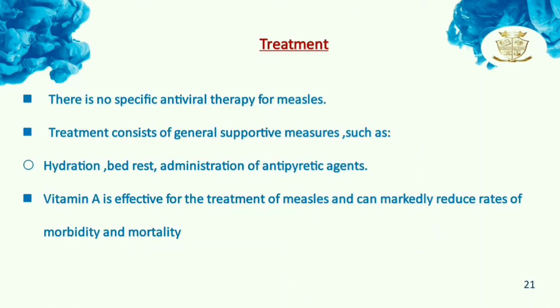The treatment for measles: there is no specific antiviral therapy for measles, and treatment consists of general supportive measures such as hydration, bed rest, and administration of antipyretic agents. Vitamin A is effective for the treatment of measles and can markedly reduce the rates of morbidity and mortality.